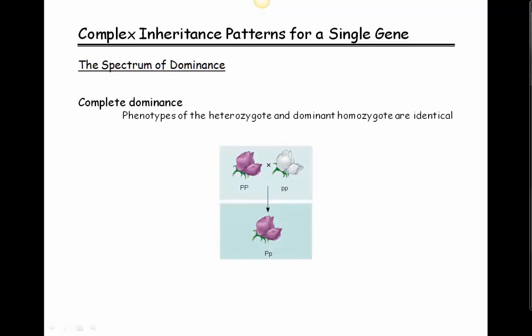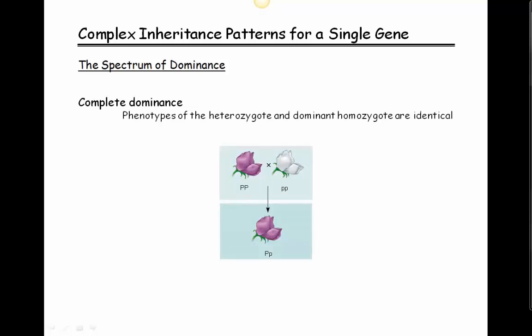Complete dominance means that the phenotype of the heterozygous individual and the dominant homozygous individual are going to be identical to each other, so that you visually could not distinguish them from each other. So if we look at this example with flower color, the capital P represents the color purple and lowercase p represents white. If you have two capital P's, they look purple. If you have one capital P and one lowercase p, they look purple. And notice again that they are exactly the same shade of purple.